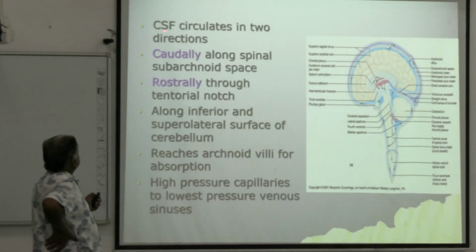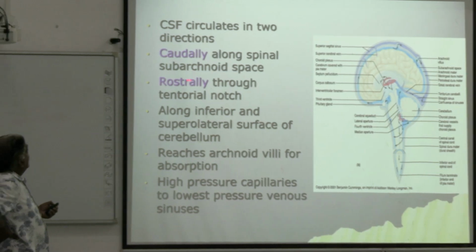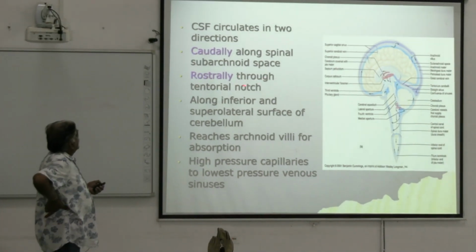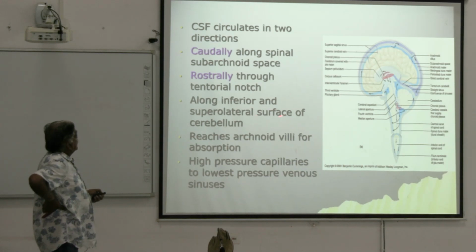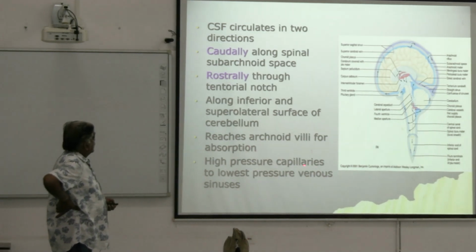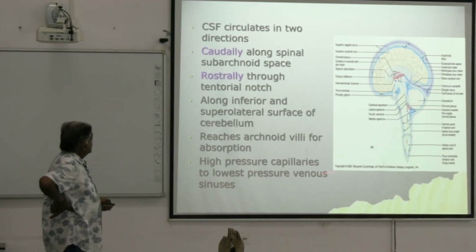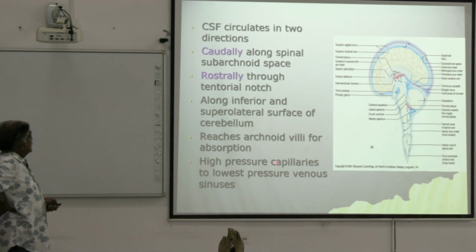Now, CSF circulates in two directions: caudally along the spinal subarachnoid space, and dorsally through the tentorial notch, along the inferior and superolateral surface of the cerebellum, and reaches the arachnoid villi for absorption. From higher pressure capillaries to the lowest pressure venous sinuses. This is unique to the circulation of the CSF.